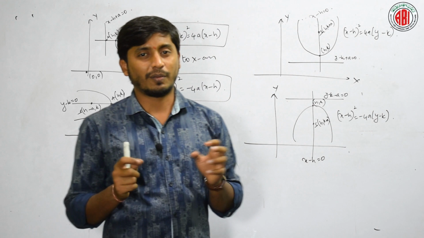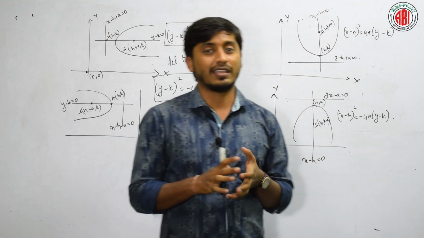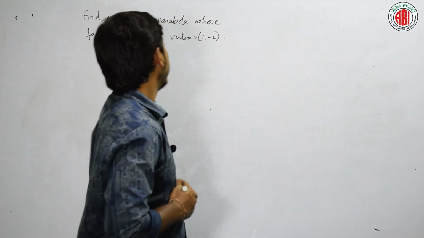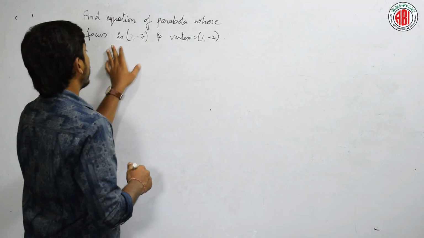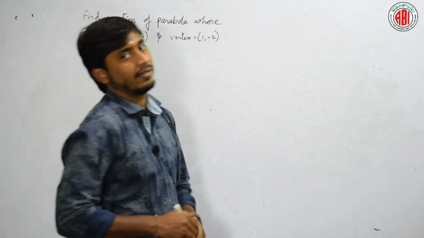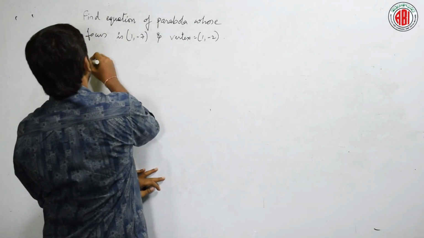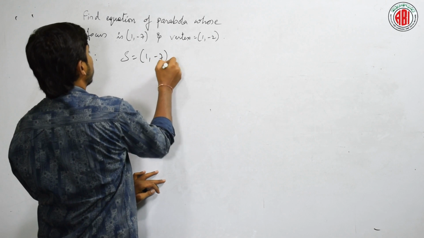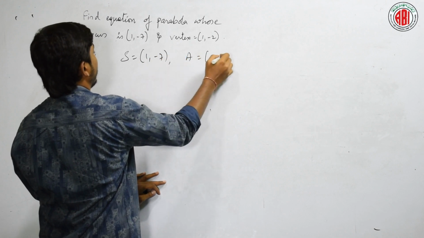Shall we start doing problems based on these formulas and all other things? Let's do. Now look at the question here. He is asking us to find the equation of the parabola whose focus is this and vertex is this. Just look into them clearly. S is (1, minus 7), vertex (1, minus 2).